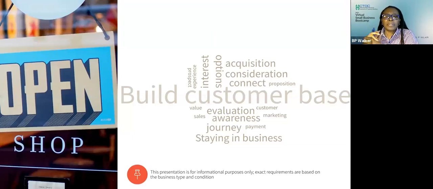So like I said, we're talking about building the customer base. And just like last time, there's going to be a lot of new words and phrases, and they're going to seem a bit jumbled, but not to worry. By the end of it, it'll all make sense for you, and you will figure out what would be most applicable for your business and what you need to do to move forward. Of course, I have to put in a disclaimer. This presentation is for informational purposes because every business is different, and so the exact requirements and tactics that we go over will vary based on your business type and circumstance.